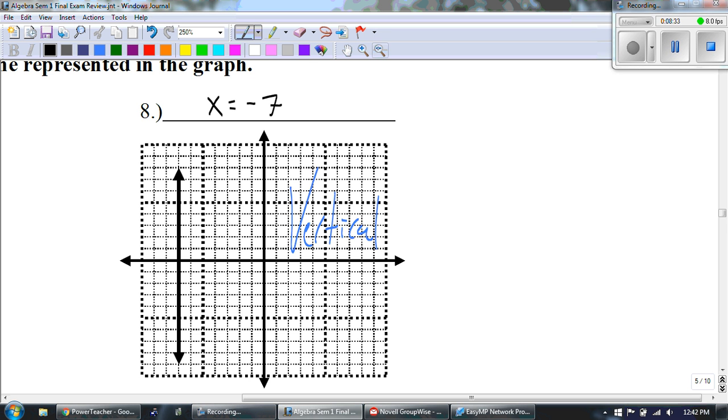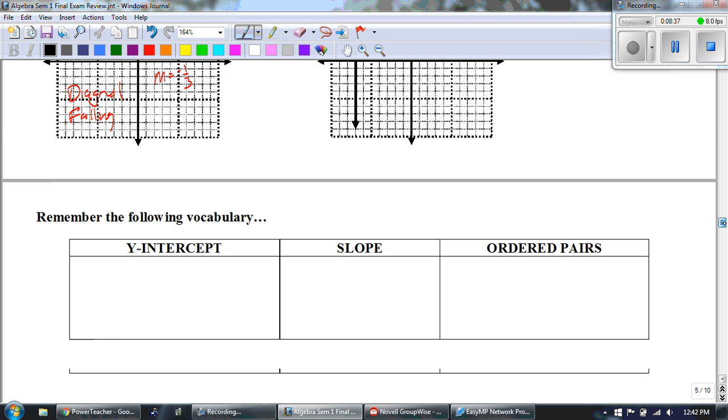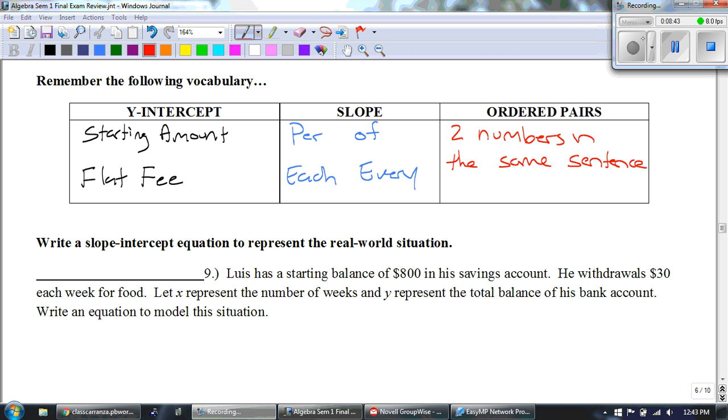Okay. Let's just do this in one video. Go ahead and flip it over. So let's remember some vocabulary. The y-intercept is your starting amount or your flat fee. Slope means per, of, each, or every. And then an ordered pair is two numbers in the same sentence. If you need to pause it to copy that, please do so.